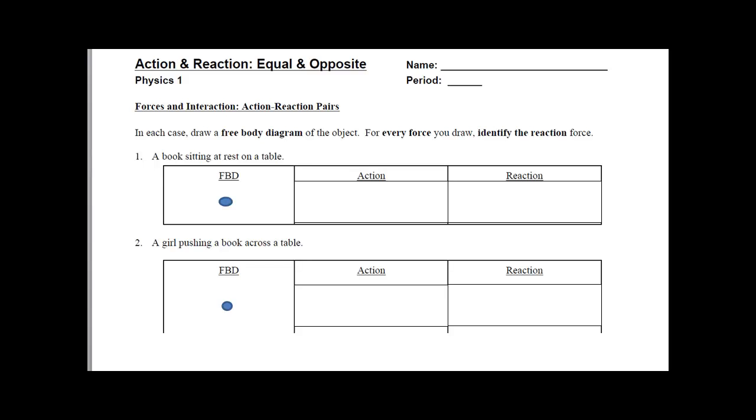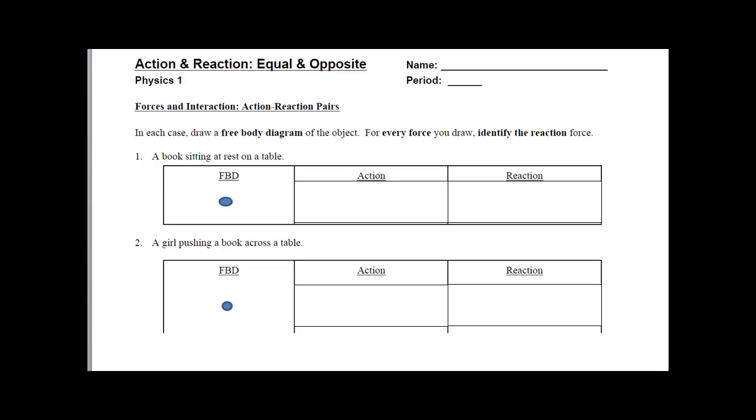Alright, so this video is going to deal with Newton's third law and action-reaction pairs. The first thing we're going to do is draw a free body diagram. As you notice, we're presented with a situation of a book sitting at rest on a table. So we're going to identify the forces that are acting on that book. I didn't make a box just because it's a little difficult for me in Word here. I just represented the book as a dot.